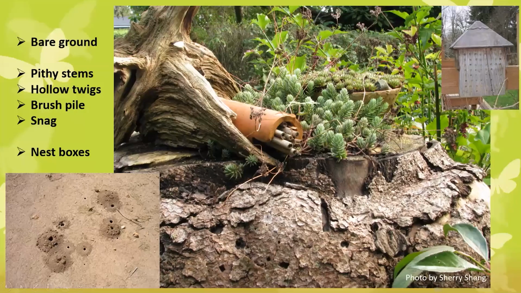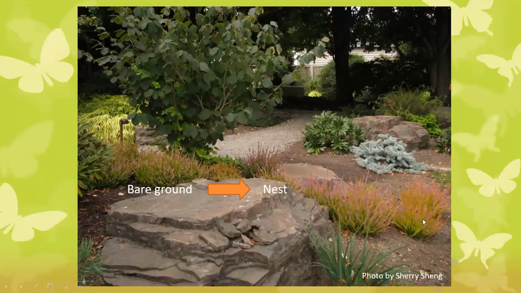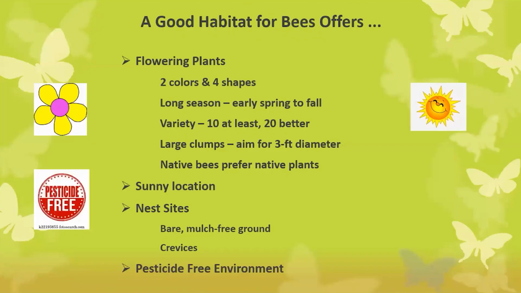So in your garden, if you can leave some bare ground and leave some dried out plant stems, pithy ones or hollow twigs, brush piles and snags, don't keep it too neat, because all of these are potential places and materials for native bees to nest. I find it very difficult to have bare ground. I like to plant really full, and I'm learning to leave some bare areas with no mulch because they don't have the ability, the strength to dig through layers of mulch.